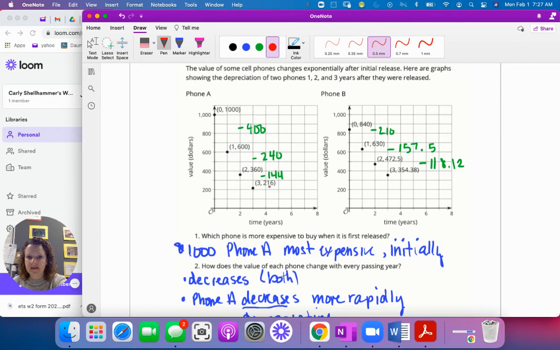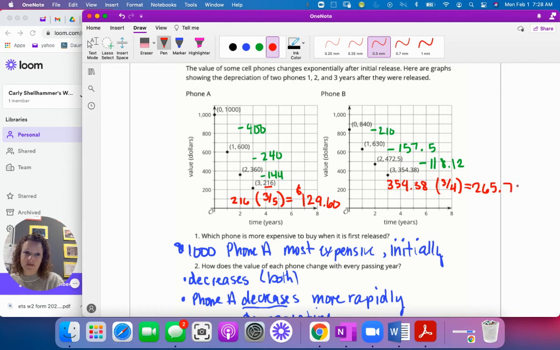Let's change colors again. This is year 3. If we wanted to do year 4, we take the previous value, which is 216, and how much remains, which is 3/5, because I want to know how much is remaining. My value would be 129.60. Here we have 354.38, and we lose 1/4 each time, so 3/4 is remaining. 354.38 times 3/4 is 265.785, so let's round that up to 265.79.